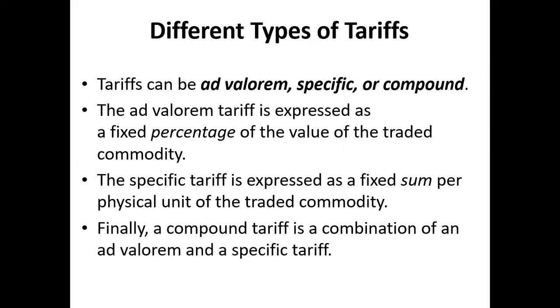But what is specific tariff? Specific tariff is expressed as a fixed sum per physical unit of the traded commodity. Finally, we have the compound tariff, which is a combination of both the ad valorem and specific tariff. So compound tariff is a combination of ad valorem tariff and specific tariff.